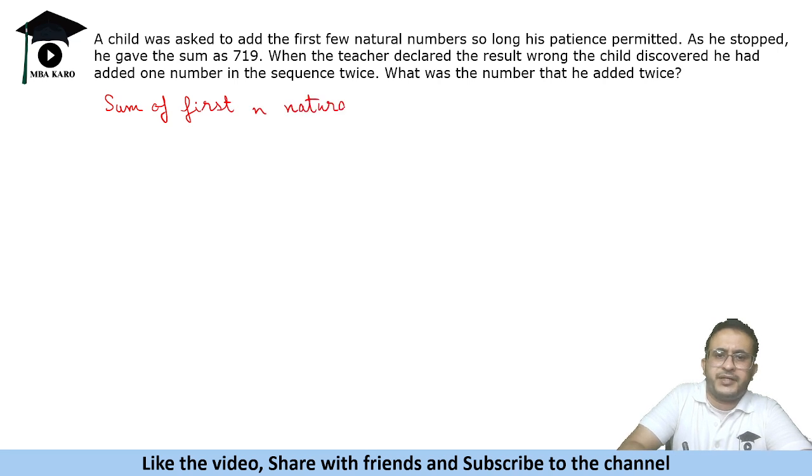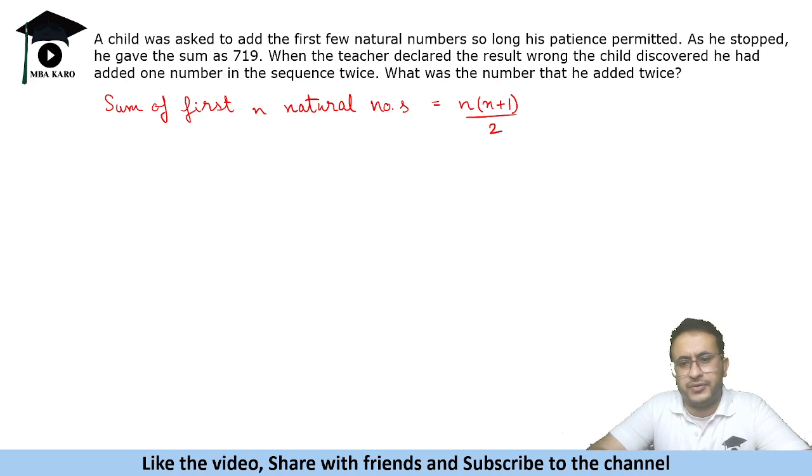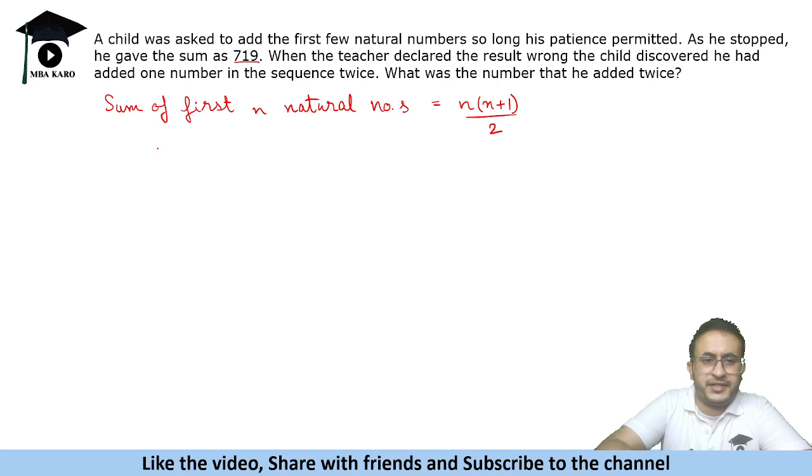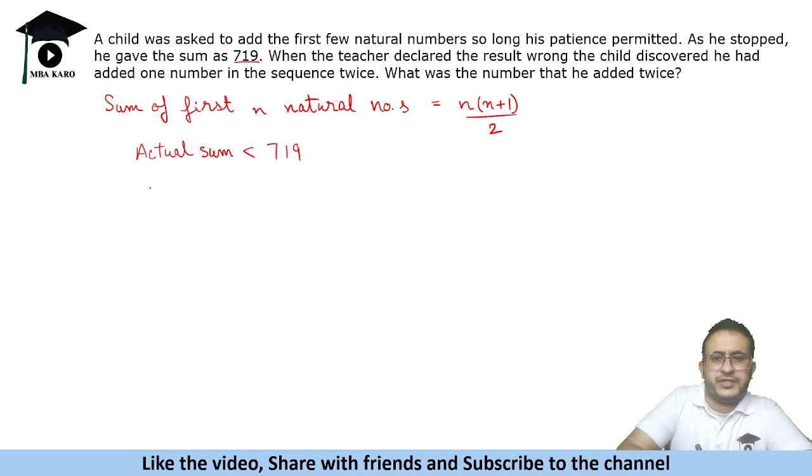Now, this question is related to the concept of the sum of first n natural numbers, and that is given by n(n+1)/2. Now, the child is reporting the sum as 719. The very first thing is that the actual sum should be less than 719, because one of the numbers is added twice. So we will formulate an equation: n(n+1)/2 is less than 719.